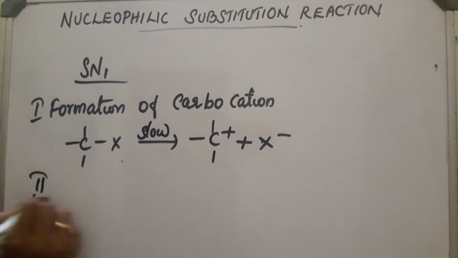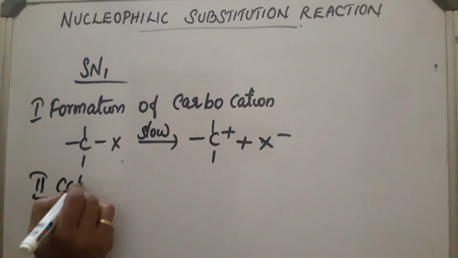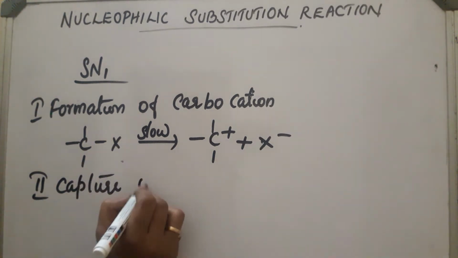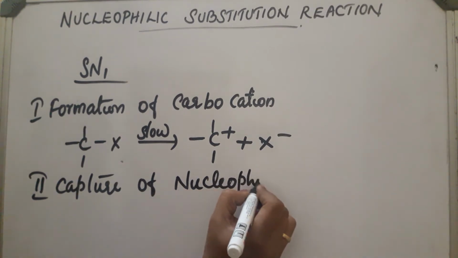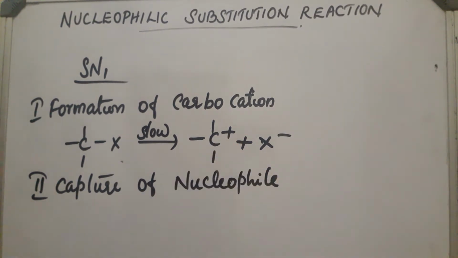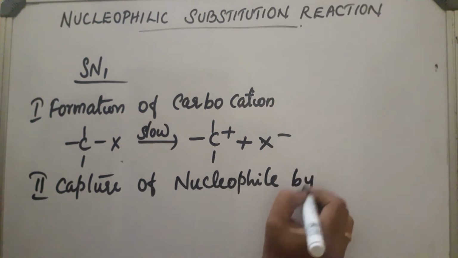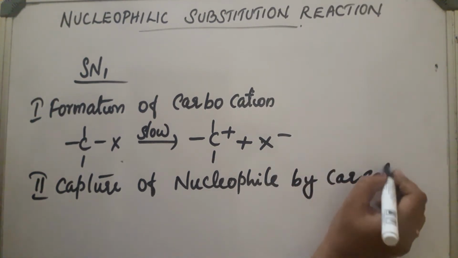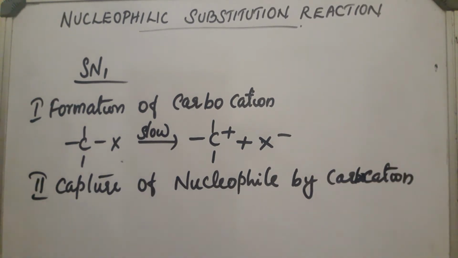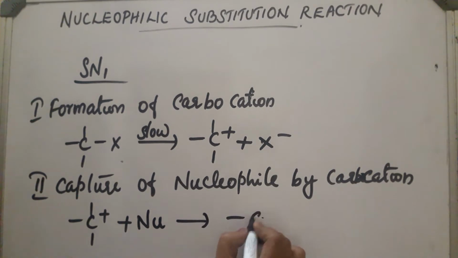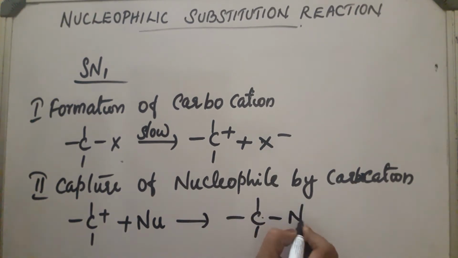Now, the second step is the capture of the nucleophile by the carbocation. The carbocation will attack the nucleophile, and the product is obtained. This is a fast step.